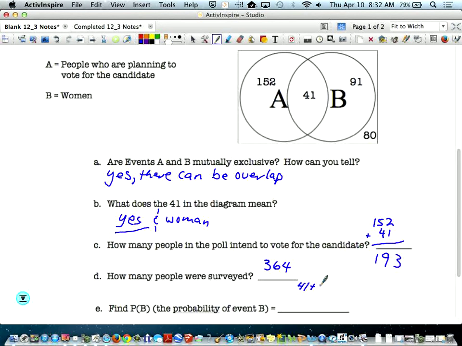41 plus 91, and then what are we dividing by? Because remember, probability, I either want the reduced fraction or the decimal. The total number of people. So what is 41 plus 91? Hit enter, that's 132, and then divide by 364, what do you get? 0.36? Yeah. 0.36.